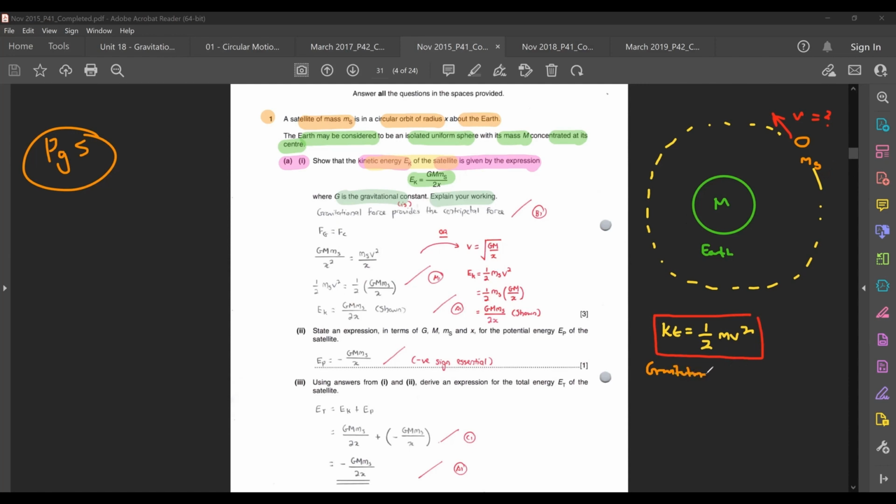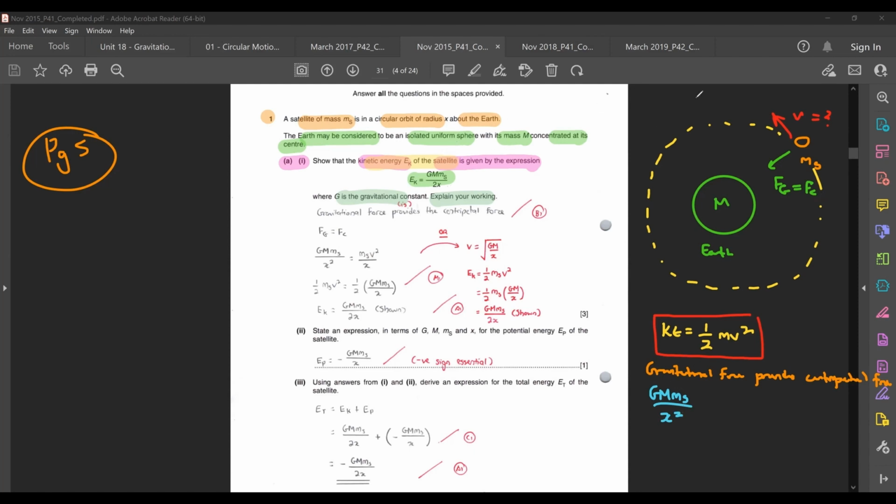Gravitational force provides centripetal force, because here I know that I have Fg, that Fg will be equals to my Fc. Okay, so here I will get GMm over, sorry, maybe I shouldn't write as GMm. I should have written as GMms over x squared.